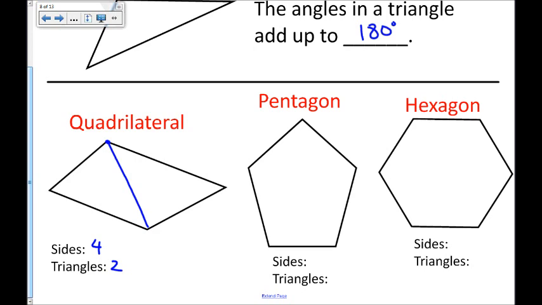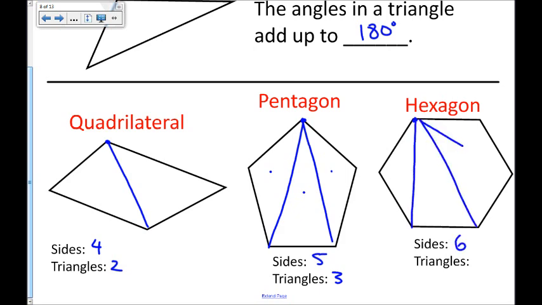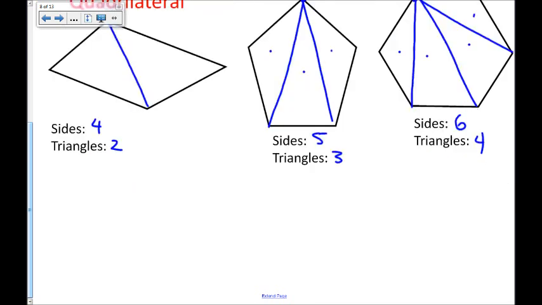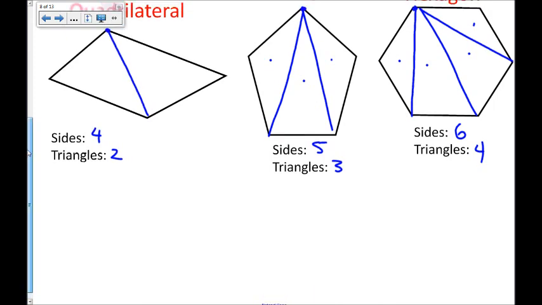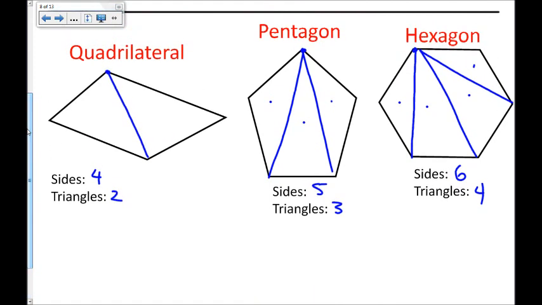A pentagon, I'll take one vertex, draw in some diagonals. A pentagon has 5 sides, and there are 1, 2, 3 triangles. A hexagon, again picking one vertex, a hexagon has 6 sides. I draw in diagonals, and I have 1, 2, 3, 4 triangles. Now, hopefully you notice something, that there are always 2 fewer triangles than there are sides.